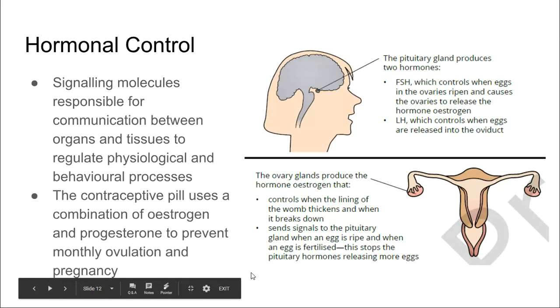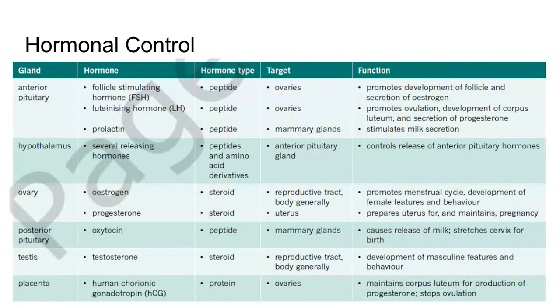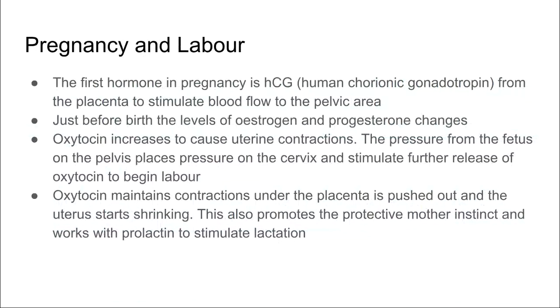And the contraceptive pill is in fact responsible for mimicking the processes here, but also changing to produce different hormones which are responsible for preventing monthly ovulation and then in fact pregnancy. So here we have a list of all the different hormones that have to work together for a female to fall pregnant, but also then to carry the fetus to term. And we're going to look at these in more detail in our lessons.